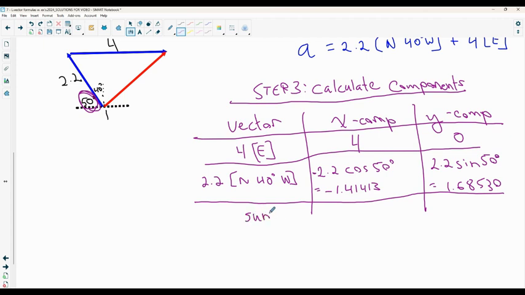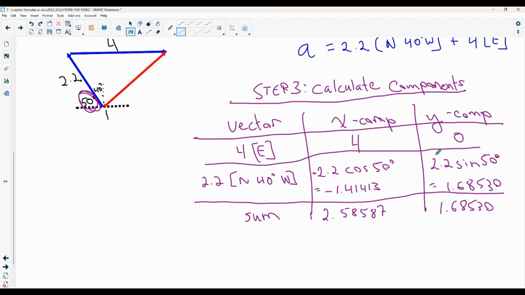Let's add them up. Let's do our sum. We've got positive 4 and negative 1.4 and change. That's going to be a sum of 2.58587. Let's add this one up over here. 0 plus 1.6 and change. Oh, that's easy. 1.68530. Okay, so I got my vector components. We're close to done. I know there's a lot here. Hang on, we're almost there.